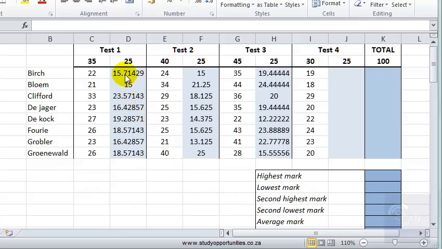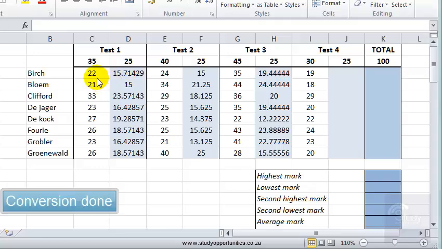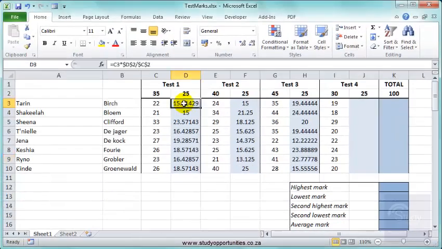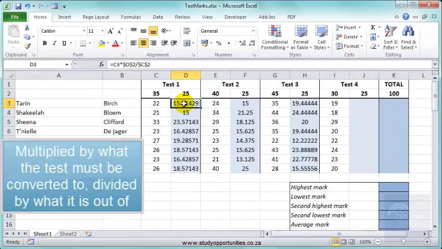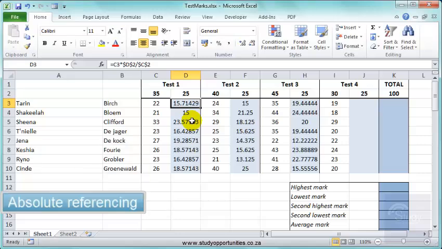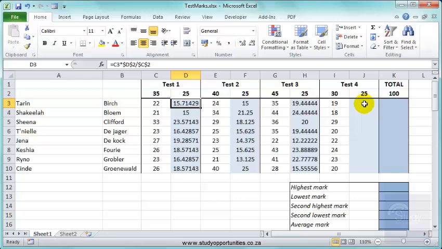Now, I have already here converted the marks to a mark out of 25. I multiplied by 25 and divided by what the test was out of. I used absolute referencing and I pulled it down. I'm going to do that over here.